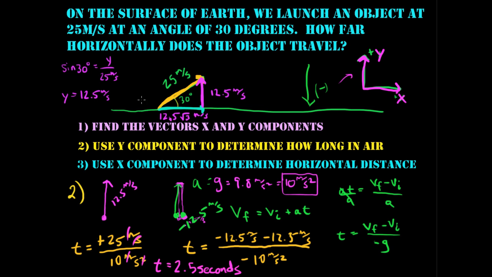So for the first portion here, all we've done was we found the x and y components of our vector. Then we noticed, hey, we could just look at our y component. We could use that component to determine how long that ball is in the air, because that's the only component being affected by gravity, so it must be the one that determines how long it's in the air. Once we determine the time in air, then we can use our x component to determine our horizontal distance. So the t is equal to 2.5 seconds.